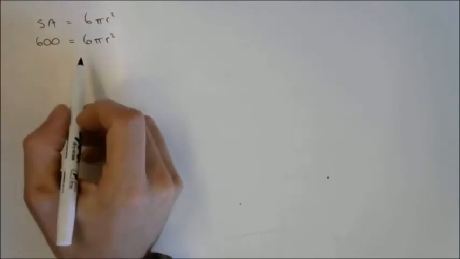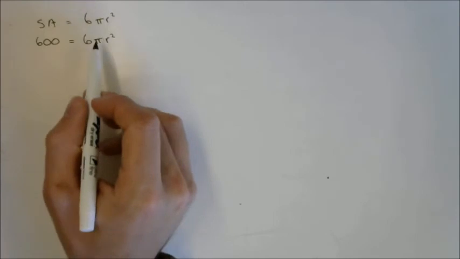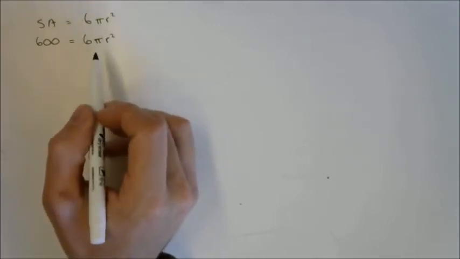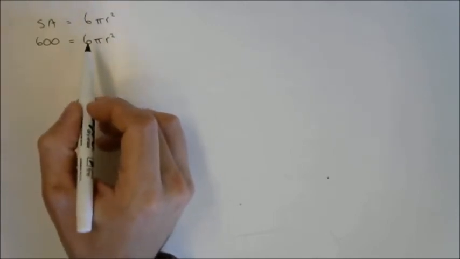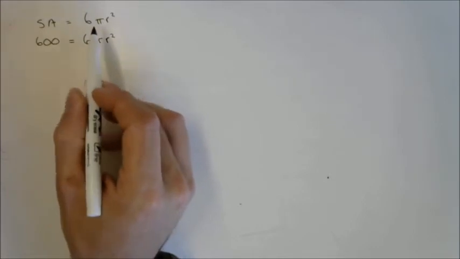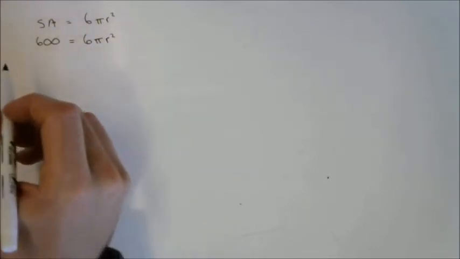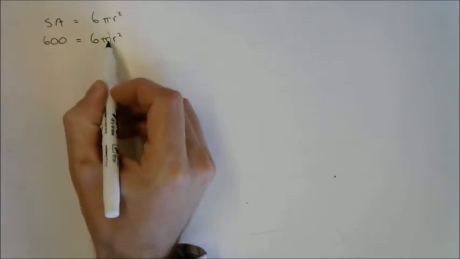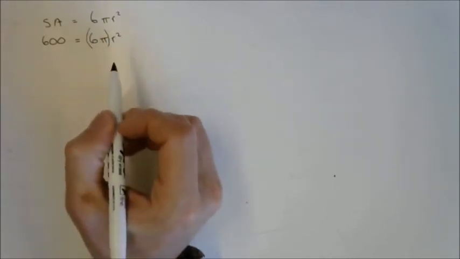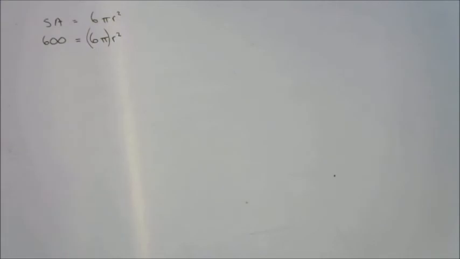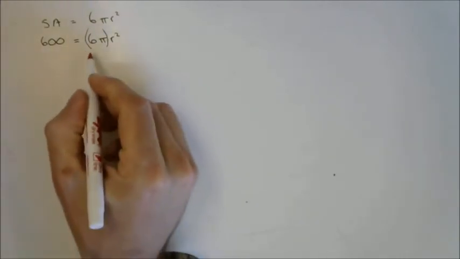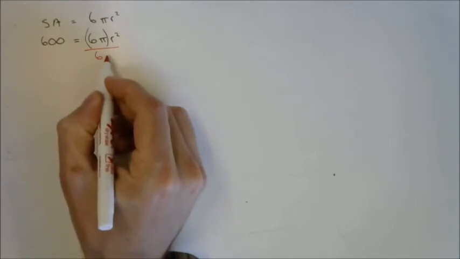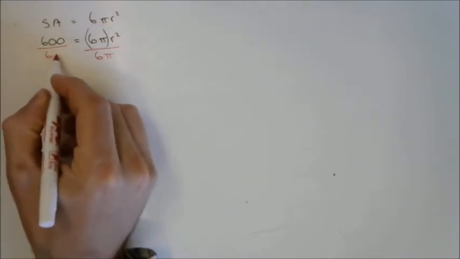So here we go, a little bit of algebra. How do I strip things away from r, or in this case, r squared? Let's do it in the right order, backwards. Right now, r squared is being multiplied by 6 pi. So that means I can divide both sides by 6 pi. I divide this side by 6 pi, and I have to do the same thing to the left.